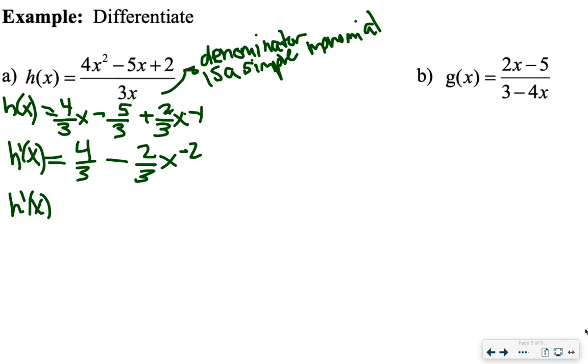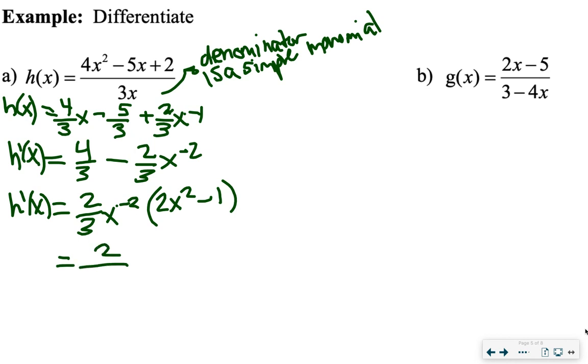And I can factor out. I'm going to factor out a 2 over 3x to the negative 2, which will leave me with 2x squared minus 1. So I'm going to get 2 over 3x squared times 2x squared minus 1 as my derivative. Again, you would find the exact same thing if you did use that quotient rule.